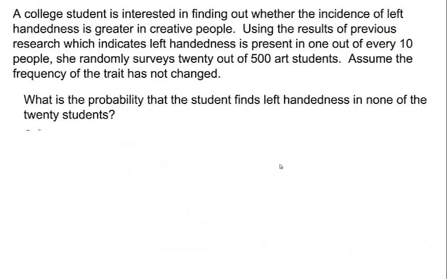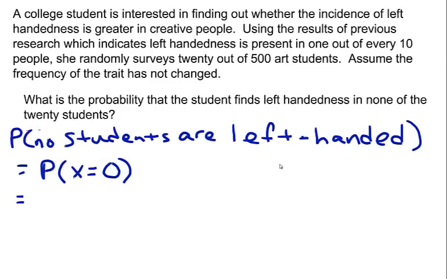Next, let's calculate some probabilities. What is the probability that our student finds left-handedness in none of the 20 students that she surveys? In other words, we're looking for the probability that no students are left-handed. Probability of our random variable x being equal to 0.